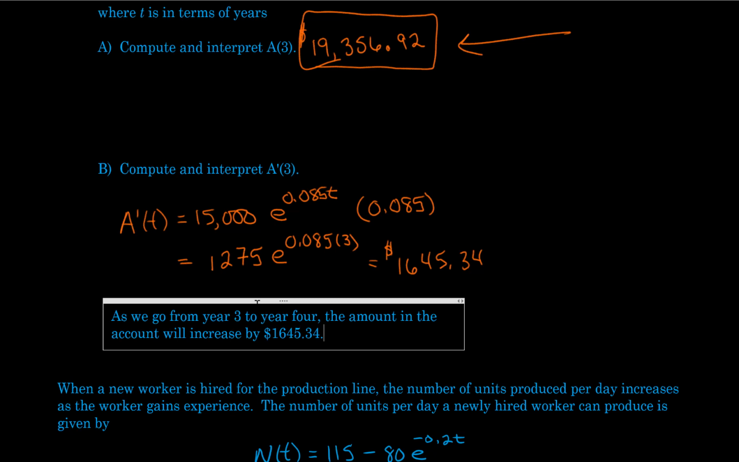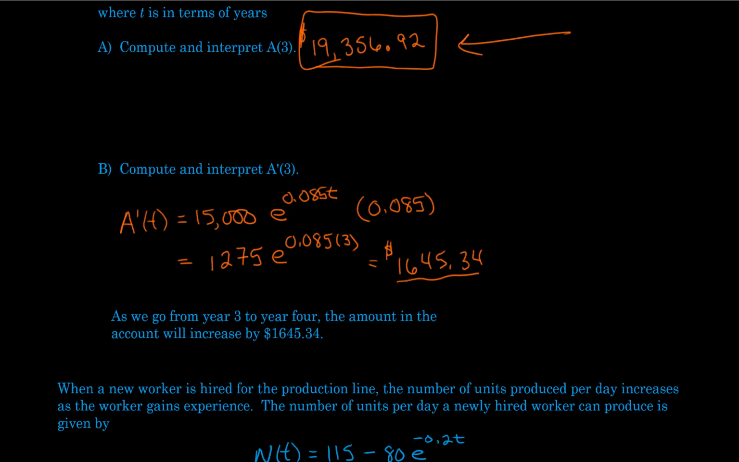$1,645.34. Remember, the derivative is a slope. This slope is that number 1645 over 1. So it's $1,645 per 1 year. Remember, as a slope, you're going to use the function's value divided by whatever the value of t is. Well, t is in terms of years. Okay, so as we go from year 3 to year 4, the amount in the account will increase by $1,645.34.